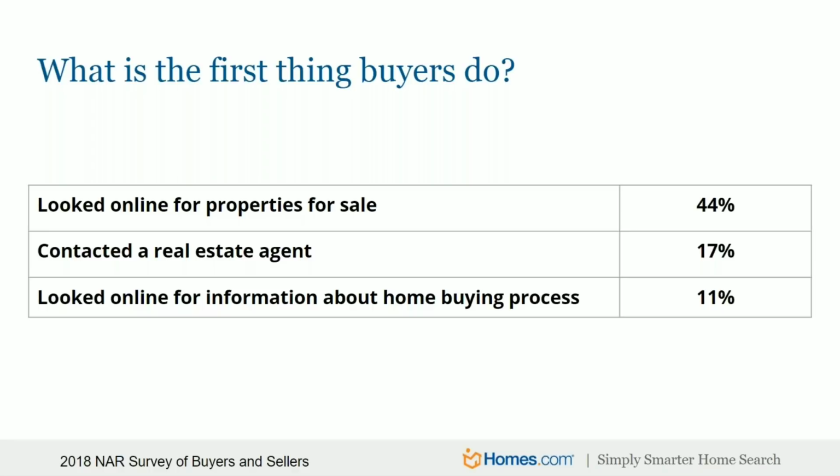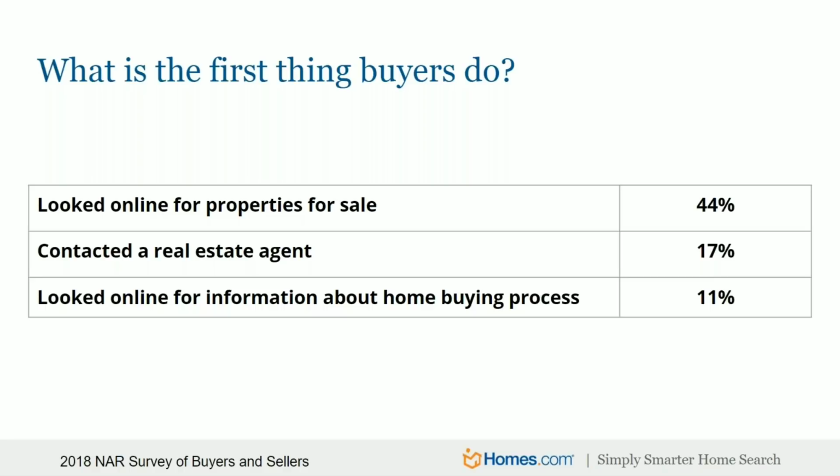Well, the first thing the buyers do is, 44% of them look online for properties. 17% contacted a real estate agent first, so they may have already had a relationship with an agent, could be a former agent they've used before, and they wanted to connect with them to ask questions like, how's the market? I'm really looking to buy some property, or I want to maybe sell my home and buy something else. What's out there? And then 11% looked online for information about the home buying process.